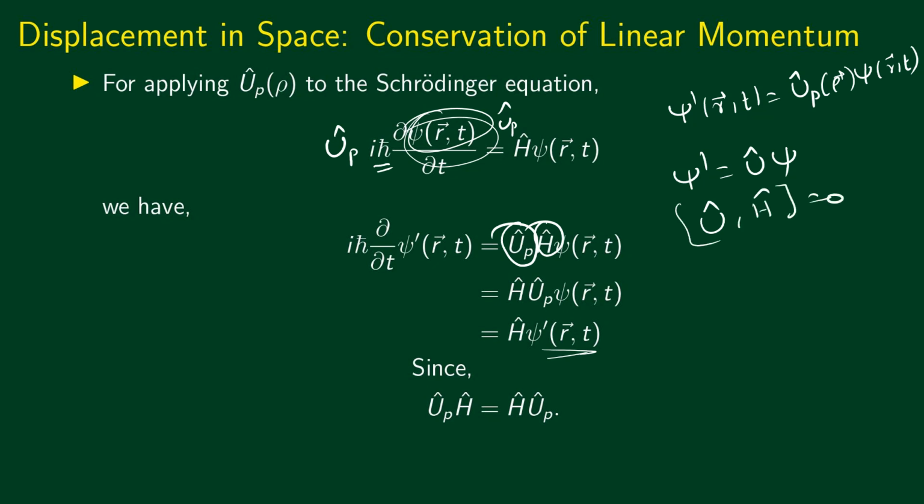Now, in the case of translations, the translation is generated by the momentum operator. So we see that the translated state also obeys the same Schrödinger equation provided momentum commutes with the Hamiltonian. And again, if the momentum operator commutes with the Hamiltonian, then momentum is a constant of the motion. We have again come to the same conclusion that conservation of momentum follows from symmetry under displacements in space, or translational symmetry.